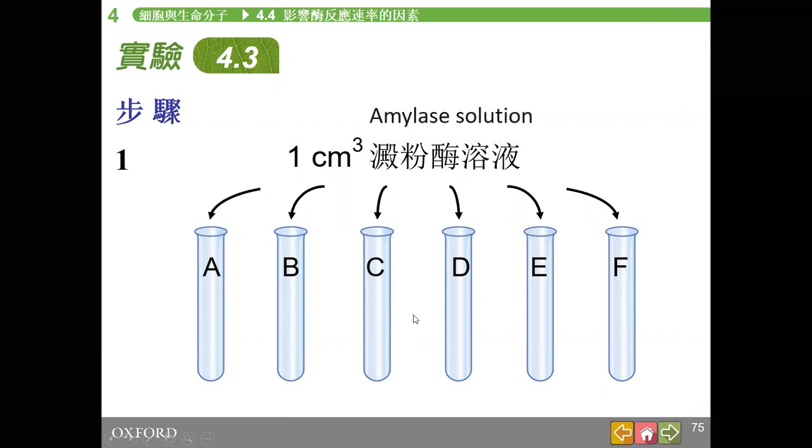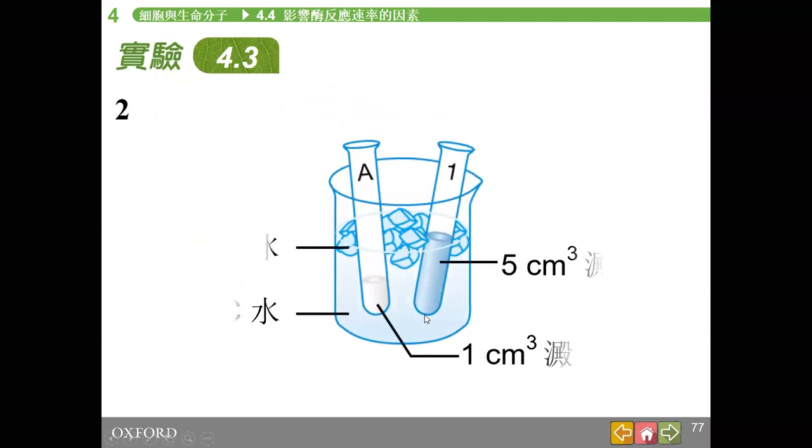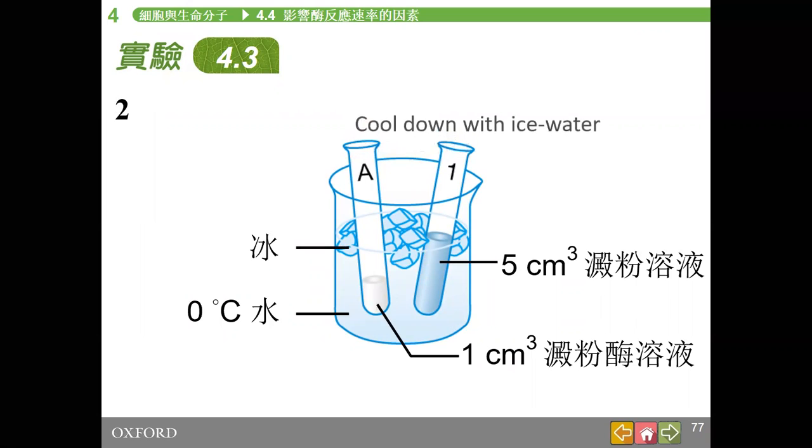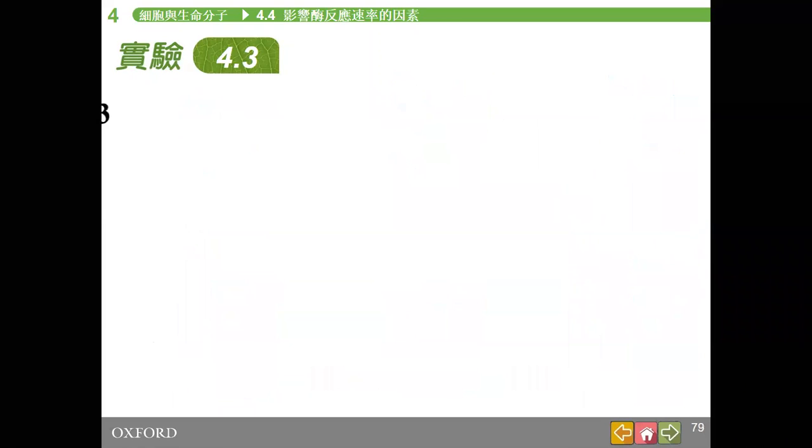So we have some amylase solution here and starch solution. We put them into different temperatures. For example, in 0-degree water, we have ice water and cool it down. And we have other temperatures, for example, 20, 40, 60, 80, and 100 degrees Celsius. And we put the amylase solution and starch solution to keep in that temperature to warm up or cool down and wait for 10 minutes.